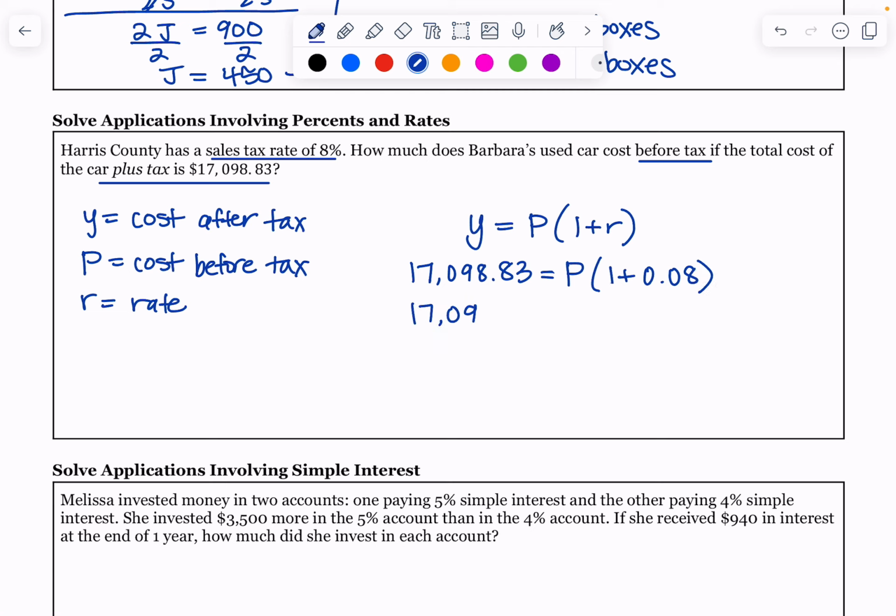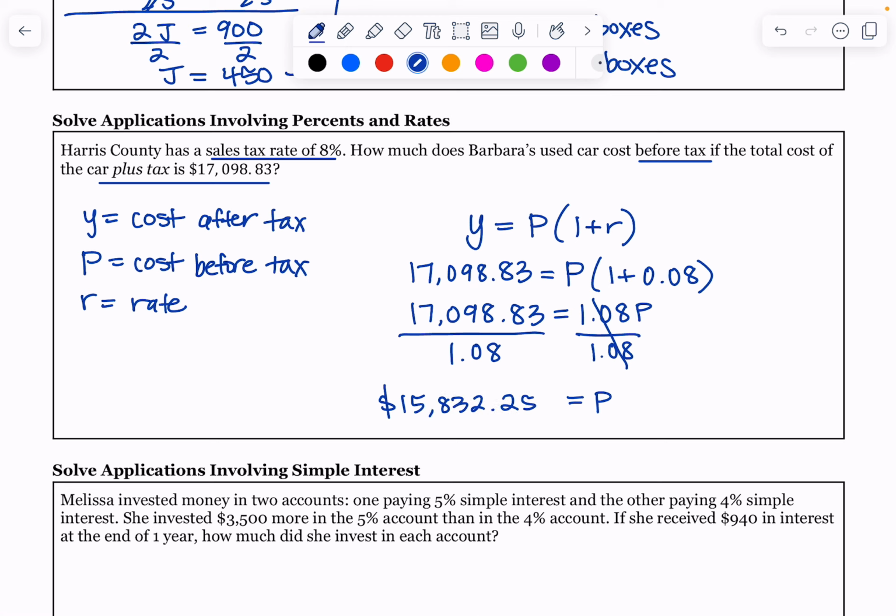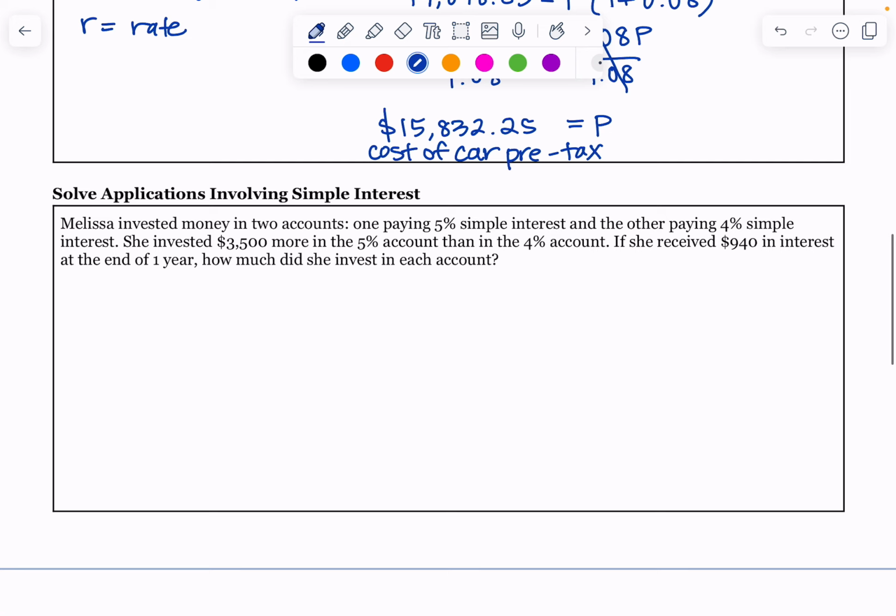So $17,098.83 is equal to 1.08P. Divide by 1.08. And we have P equals, this is money, $15,832.25. And this would be the cost of the car pre-tax. All right, the last one says solving equations using simple interest.